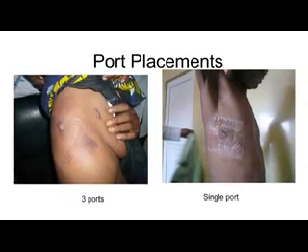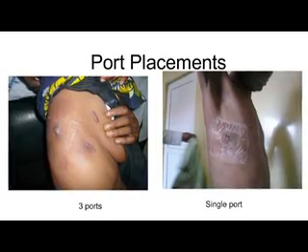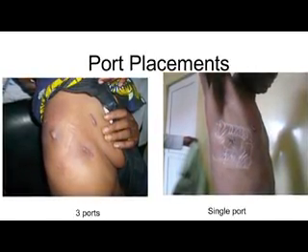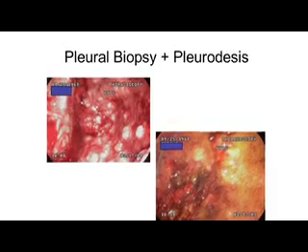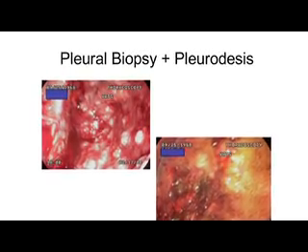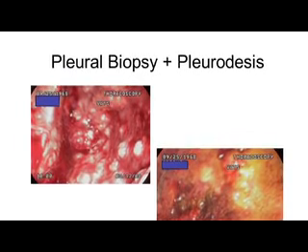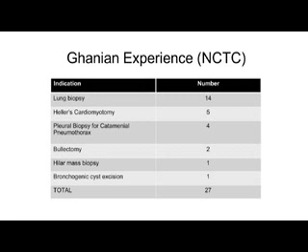For a patient with a suspected mesothelioma, we try to do, if possible, a single port. So through the same port, you pass your telescope, and beside it, pass your grasper, because all you're going for is the pleura. With that last patient, that's the view at VATS, and following tetracycline insufflation, that's the view. Post-op care really needs ICU. For us, we use oral analgesia, encourage incentive spirometry, and early mobilization.